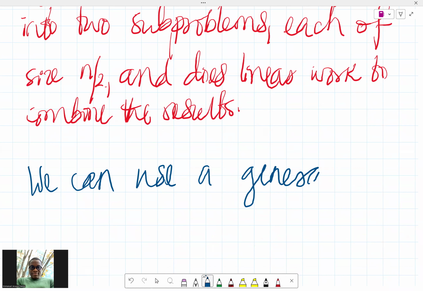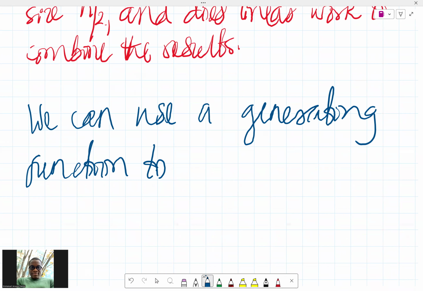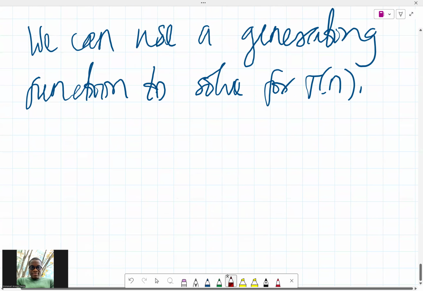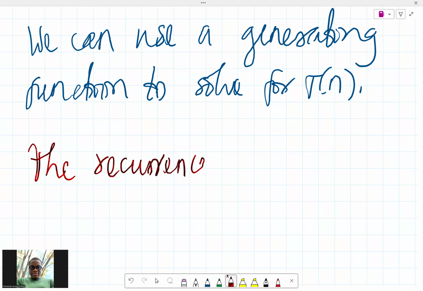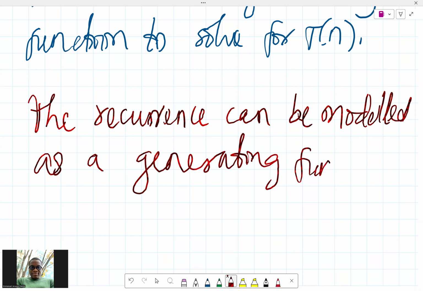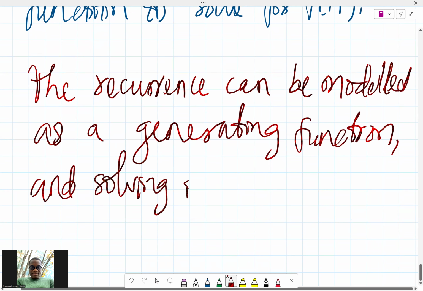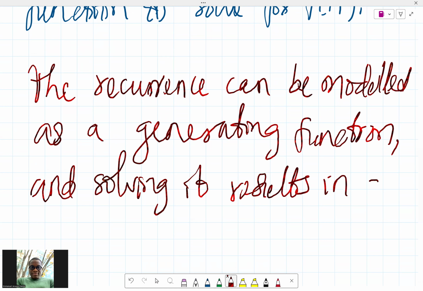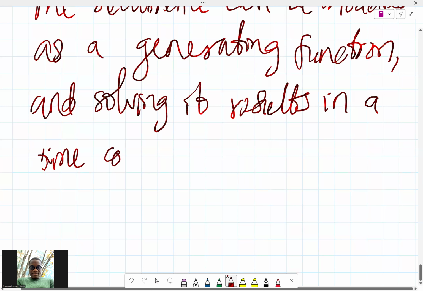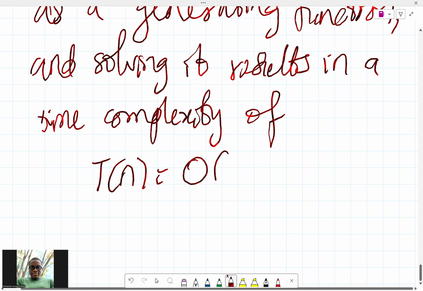So that we can use a generating function. We can use a generating function to solve for T of n. Now, the recurrence can be modeled as a generating function, and solving it results in a time complexity of T of n equals big O of n log n.